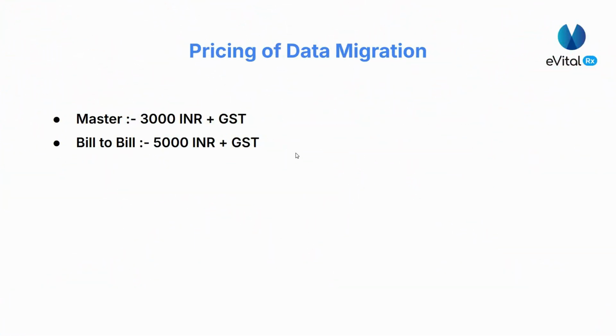Let's start with pricing. We have two types of migrations. First is master migration, second one is bill to bill migration. The master migration will cost you 3000 rupees plus GST and bill to bill migration will cost you 5000 rupees plus GST.